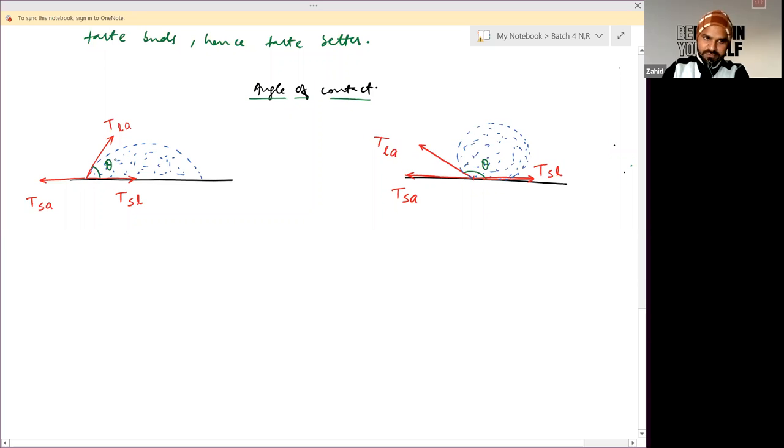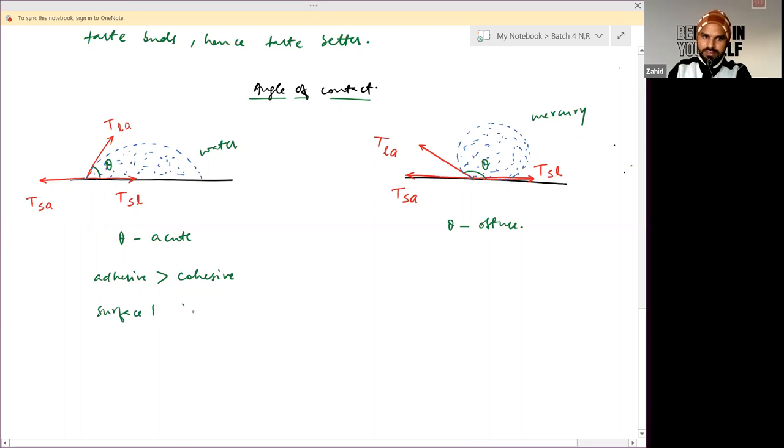So if you define this theta in case of water, you'll say this theta is an acute angle. And let's say in case of mercury, theta is obtuse. Why is the shape of liquid on this particular surface different? In the first case, in case of water, adhesive force will be greater as compared to cohesive force, so it has a tendency to spread over the surface easily. It means surface tension of liquid with respect to this surface is small, so it will have the ability to spread over it and be capable of wetting it.